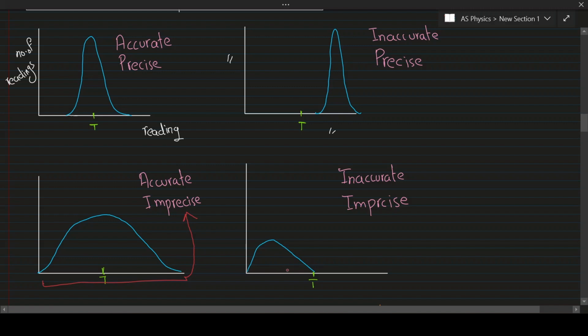Then our fourth graph shows that the result is neither accurate nor precise, because it is not on the true value and the range is also very large. In this way, you can analyze accuracy and precision through graphs also.